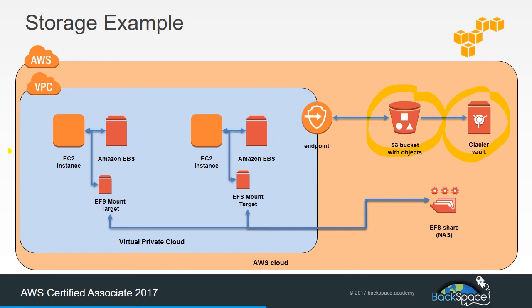Now, because the Amazon S3 service is not located within our VPC, we need a way of connecting from our VPC to the Amazon S3 service. And that is where a VPC endpoint for S3 comes in. And that allows our EC2 instances to go through that endpoint and to access the Amazon S3 service.